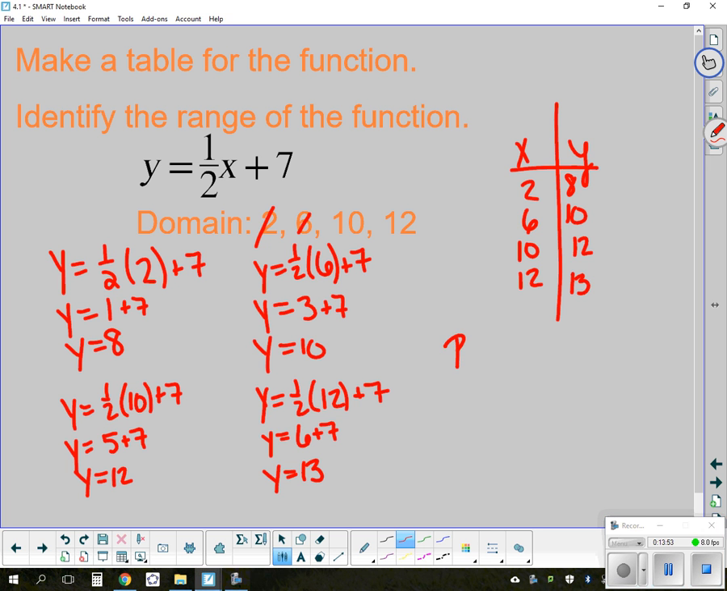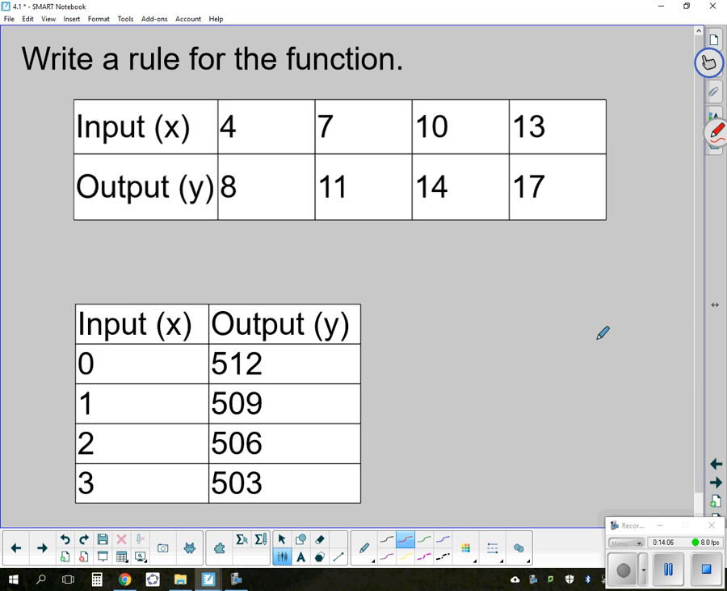Okay, so then the range, we made our table, identify the range. It's just your outputs, it's your y values. 8, 10, 12, and 13. There you go. Okay, write a rule for the function. Write a rule, it means write an equation.